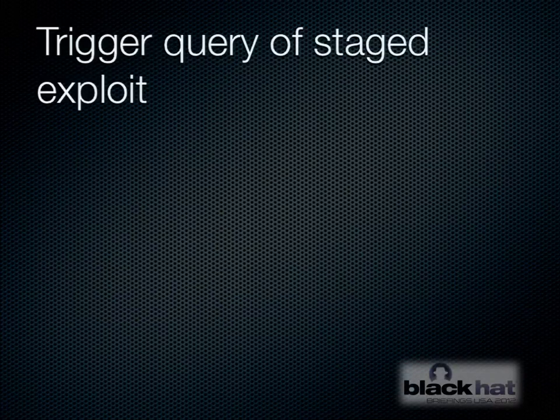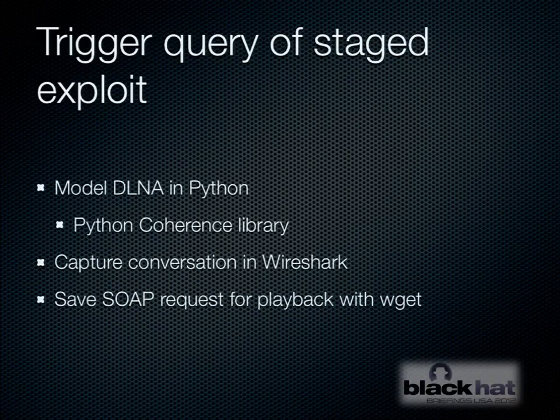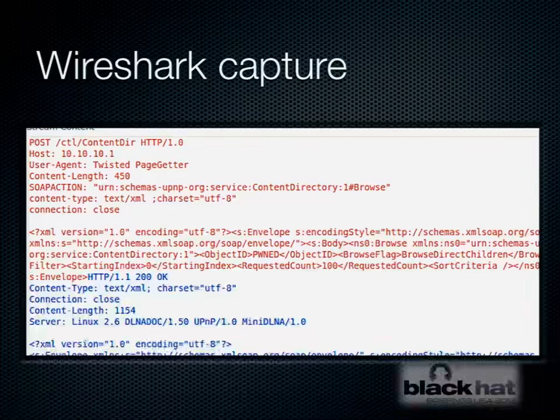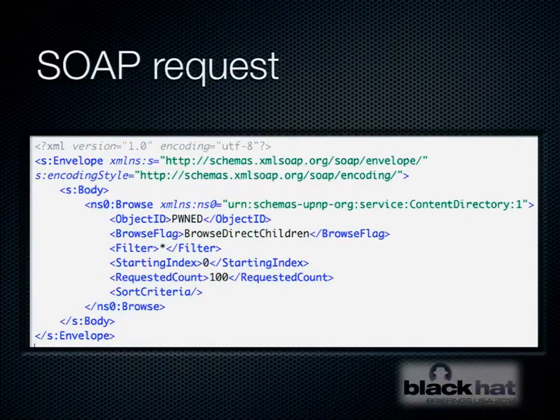So how do you trigger a query of the staged exploit? Well, when I was initially developing the exploit, I was actually modeling an entire DLNA client in Python using this library called Coherence. And that was a little flaky because due to the way SSDP and UPnP work, sometimes it would trigger the exploit immediately, sometimes it would take a little while. It was pretty annoying. What I ended up doing is just capturing the conversation in Wireshark, like so, and then popping out the necessary SOAP request that will trigger the exploit. And you can just play back that SOAP request using wget and just bail on the Coherence library altogether.